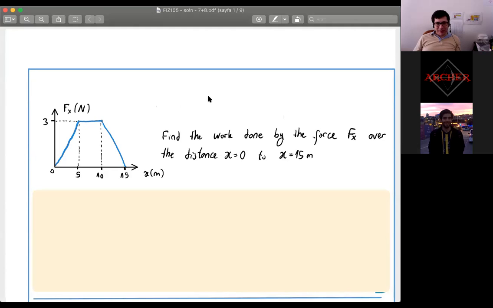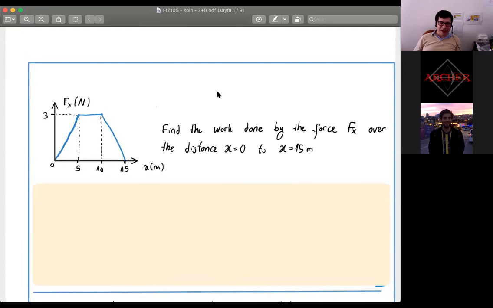Today I'll be solving problems related to the concept of energy. This is the first problem. So we have this force shown with the blue line. It changes with position, horizontal position. So it's not a constant force.